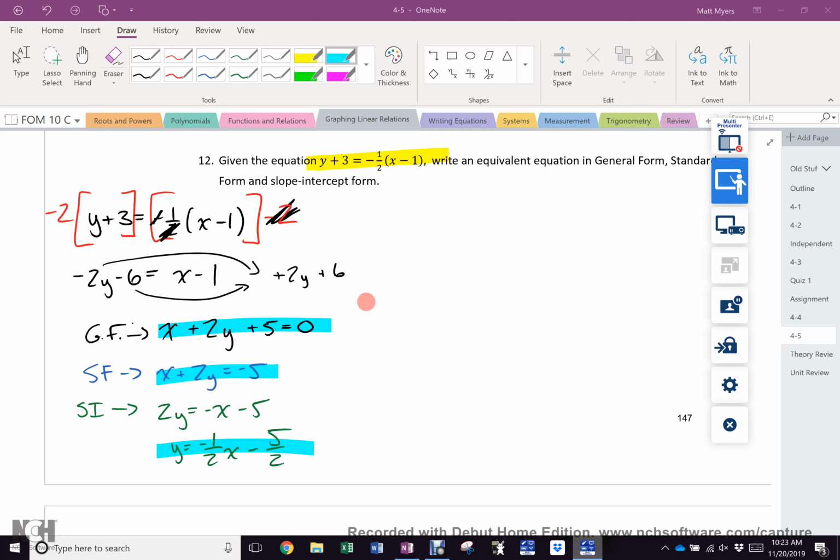Jacqueline. General form is 1x plus 2y plus 5. But would we write the 1? No. That is general form. And once you have one of them, you have all of them, don't you? Because really, all the other three are just algebra. The hardest one to get to is general form, from point slope form.